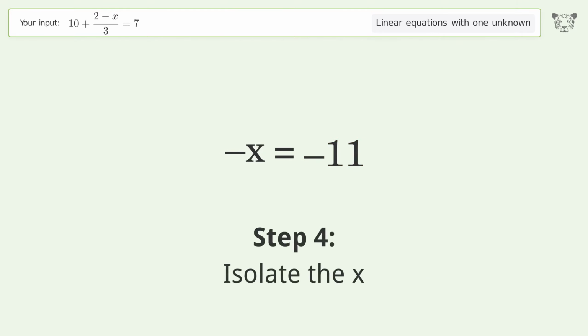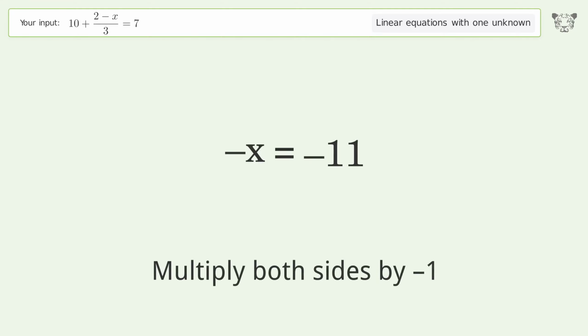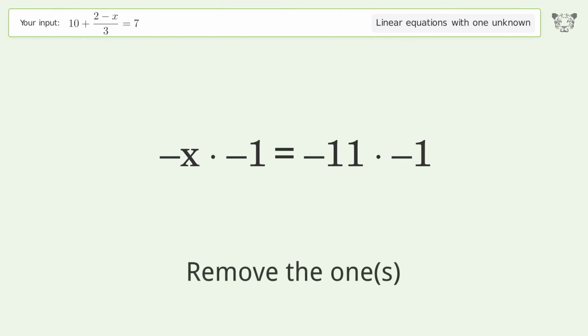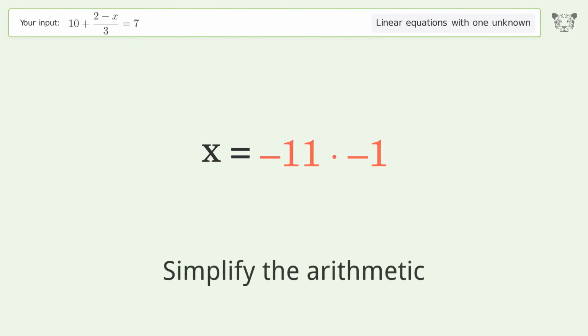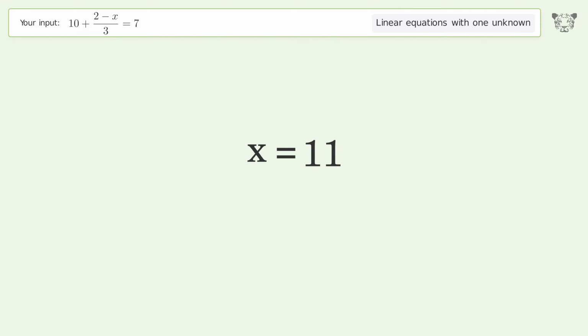Isolate the x. Multiply both sides by -1. Remove the ones. Simplify the arithmetic. And so the final result is x equals 11.